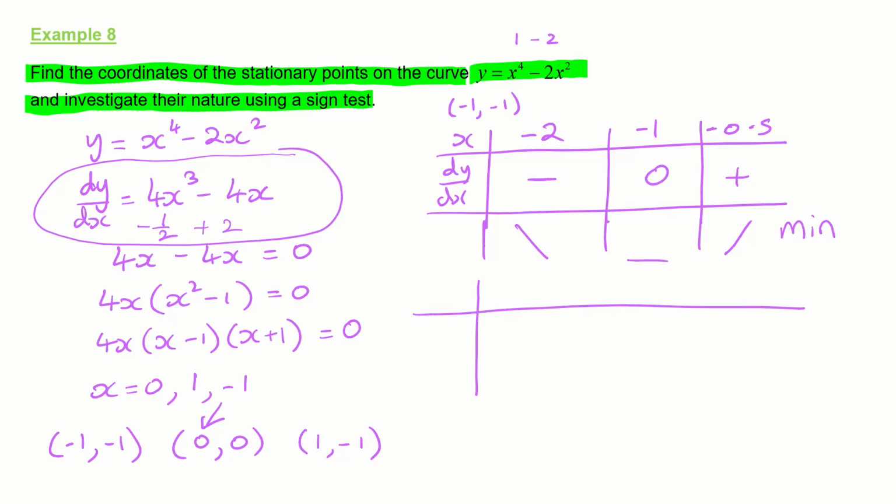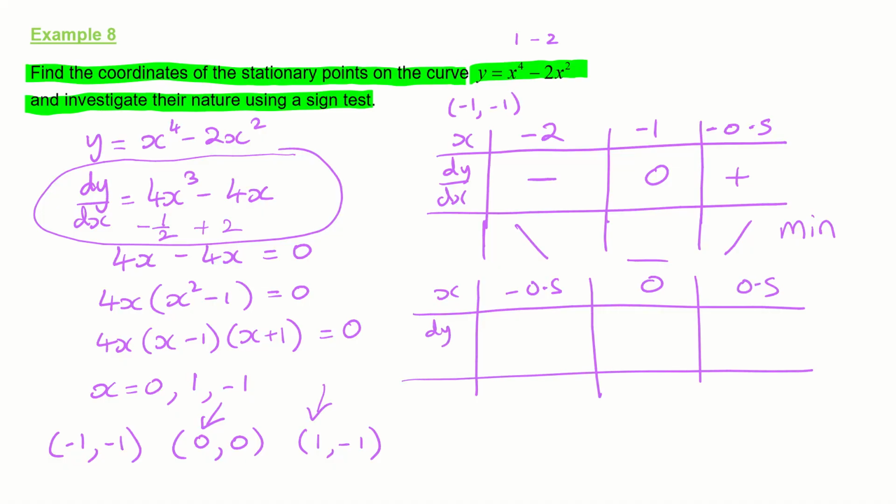Now let's do the same at 0. We could use the negative 0.5 since we've already used that. And we need to go to the right. We can't go as far as 1 though, so let's use 0.5. And we've got dy dx. And so what happens with this one? So we know it's 0 there. Negative 0.5 we worked out was positive before. And if we put 0.5 in here, that is going to be 0.5 take away 2. That's going to be negative. So it's going to go up, across, down. That is going to be a maximum at 0, 0.